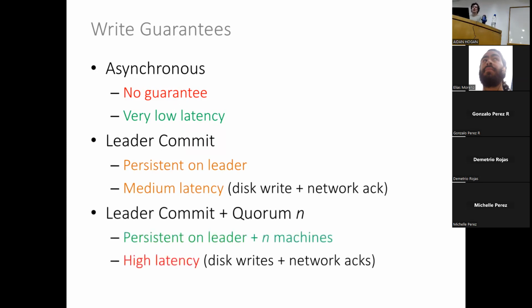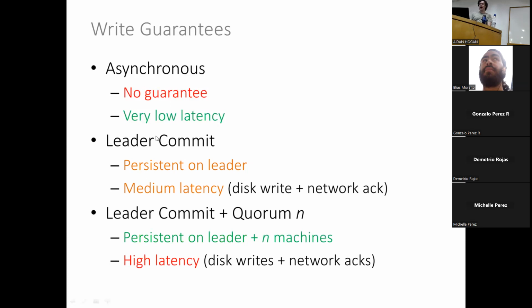A stronger option in terms of consistency is the leader commit with a quorum of n. So this means that we know that the message will have been received and processed on the leader and on n follower machines for that partition. However, this has a cost. It's higher latency. It will take longer to do writes. And we have to factor in as well the network traffic, where we have additional network acknowledgements and so forth.